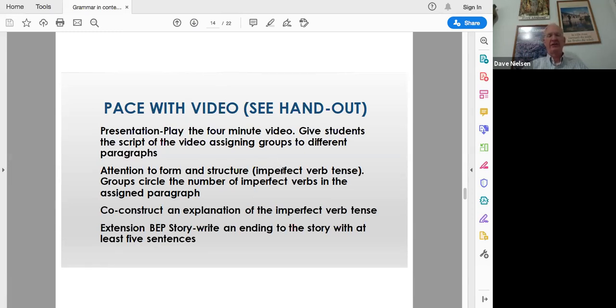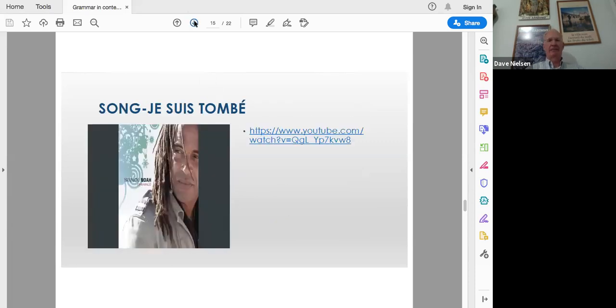As an extension is what I call a BEP story, which is a bizarre or exaggerated or personal story to write an ending to the story, because her story doesn't end. There really is no conclusion. And so the students would come up with their own BEP ending of at least 5 sentences to be able to present to the class.